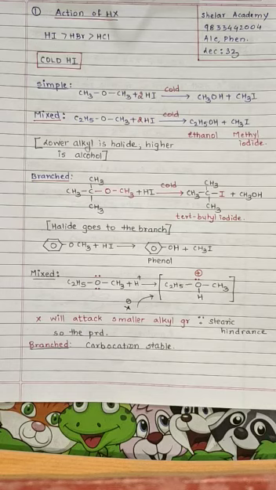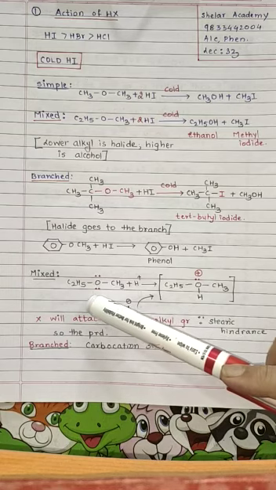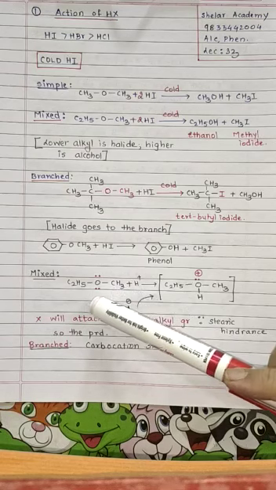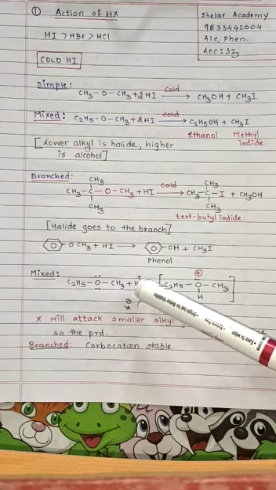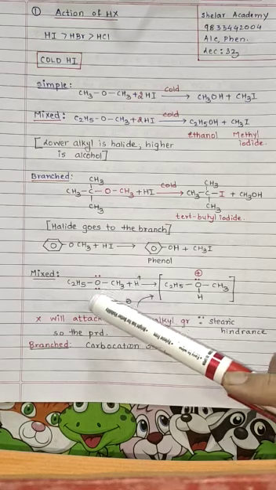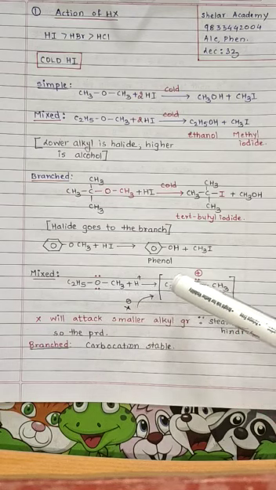Now listen, the next question I am asking you. When it is a mixed ether, why do I get the lower alkyl group as the halide and the higher as the alcohol? It is concerned with the mechanism of the reaction. What is the mechanism? See, this is an unsymmetrical ether. Ether is a Lewis base. First step: it will accept a proton and be protonated, and you will get this as an intermediate.